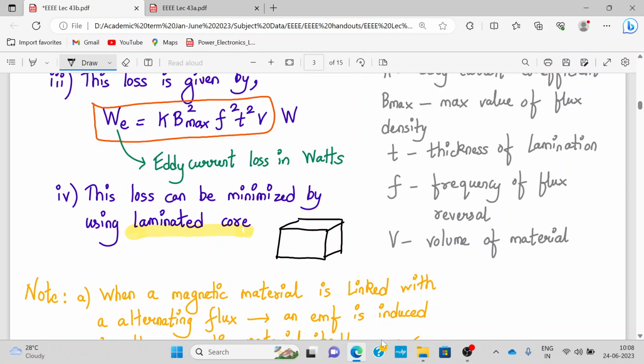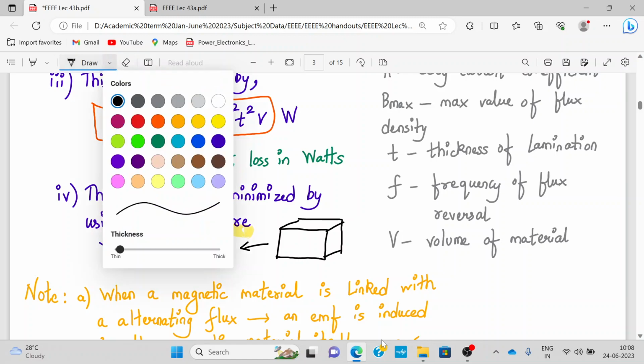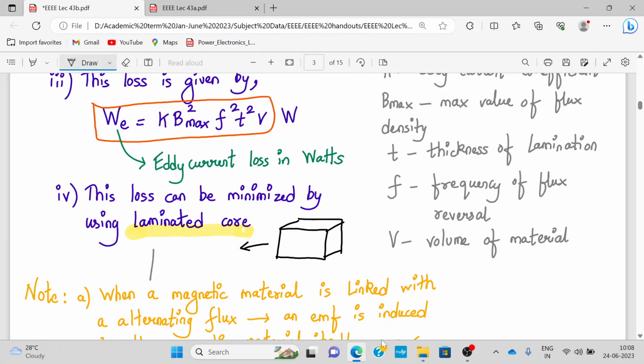So this is your single hard core. Now what we do is like this. We take the core and we take it in the form of sheets. This is what a laminated core is. We have one slice of it joined with the second slice, third slice, fourth slice. So this is what we mean by laminated core.